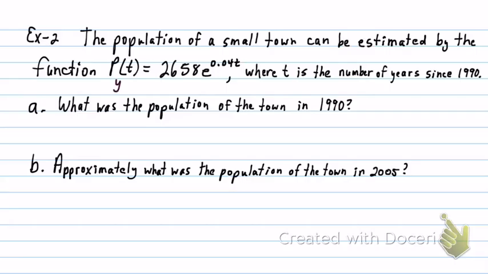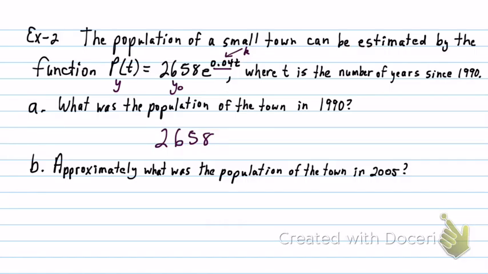So if we look at this formula, y is P of t, y naught is 2,658, and notice our k here is going to be 0.04. So the population of the town in 1990 was the initial population at time 0, which is y naught, or 2,658.